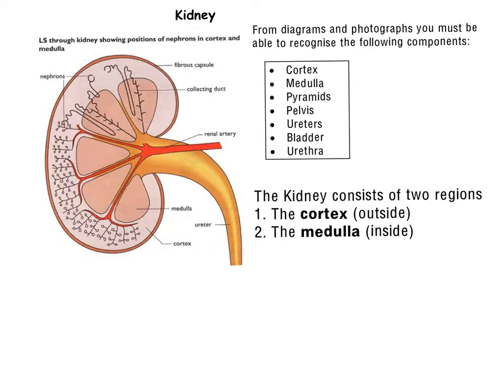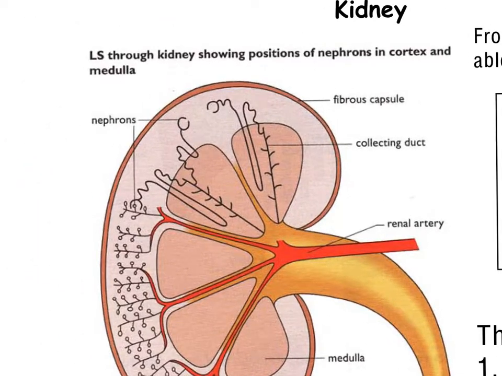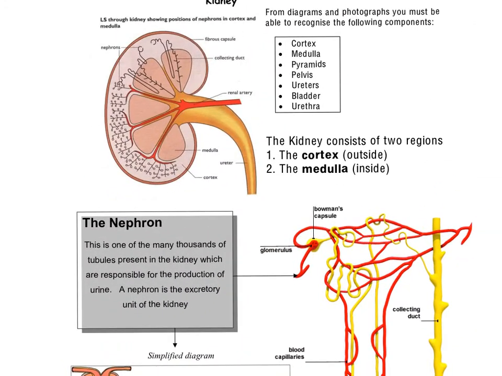So now the main part of this is these wee structures called nephrons, and you'll see them here in this little image. There's a twisty bit in the cortex and then a big loopy bit in the medulla. Now we're going to look at the detail of these structures.